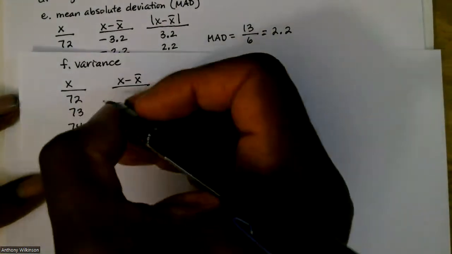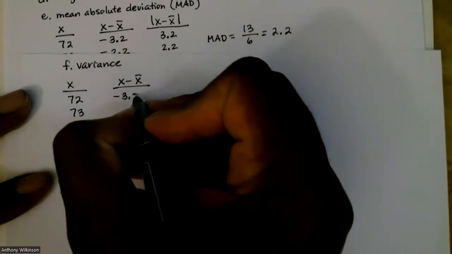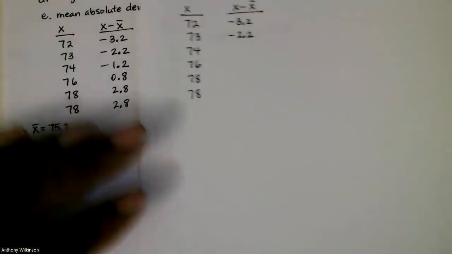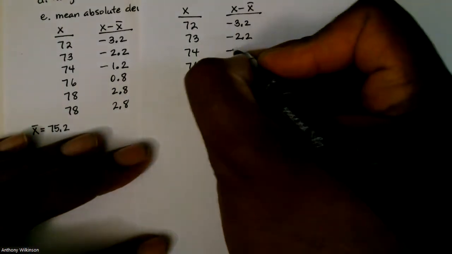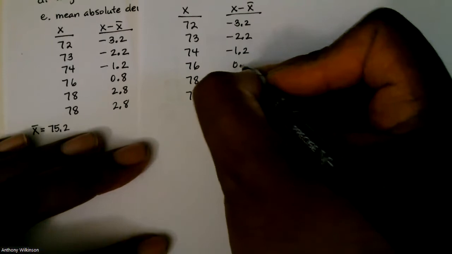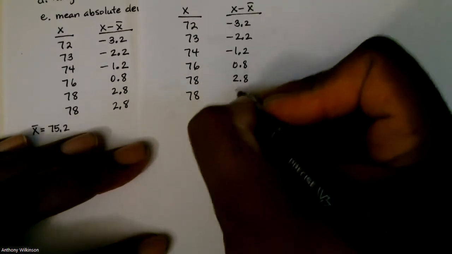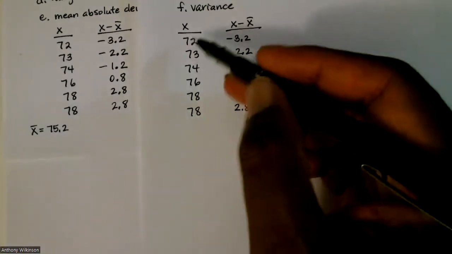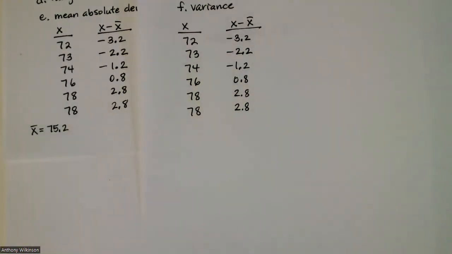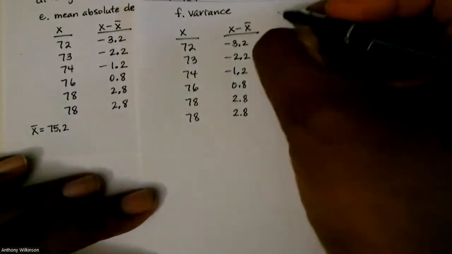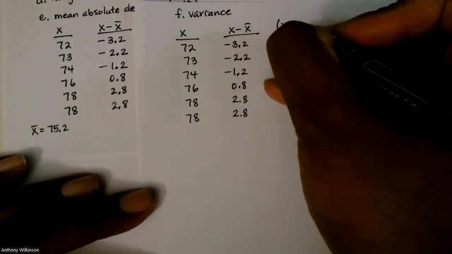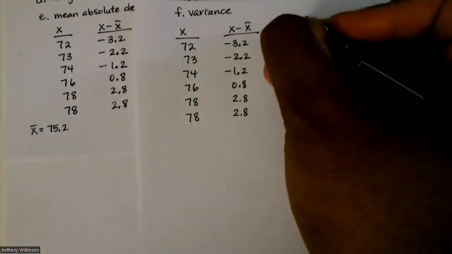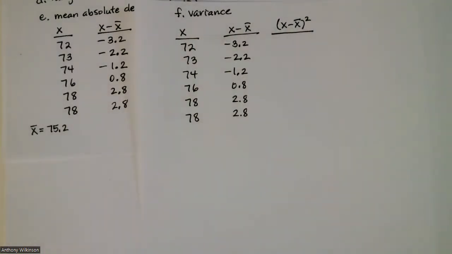So here I'm going to have, let's see, negative 3.2, negative 2.2, negative 1.2, 0.8, 2.8, 2.8. Okay, because when finding the variance, my x column is the same and x minus x bar is going to be the same. But that third column, we have to square each data value in the second column. That's x minus x bar quantity squared.